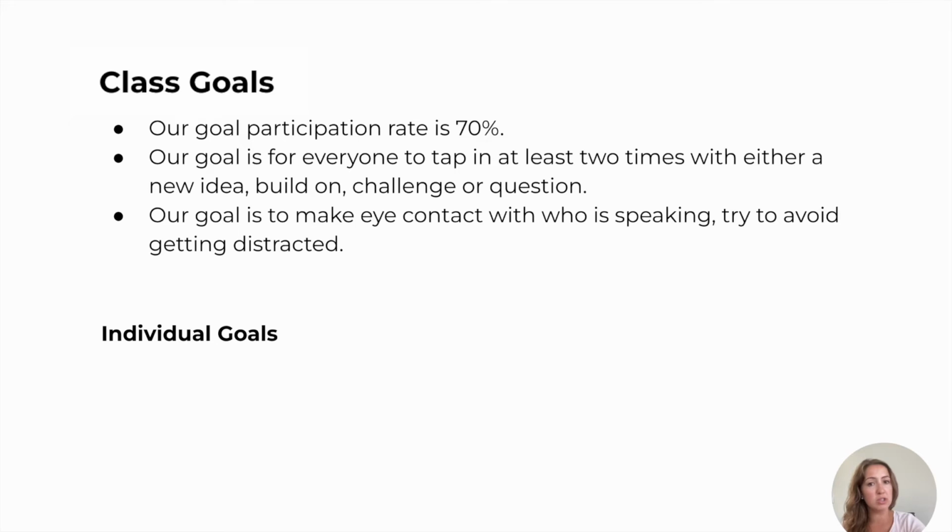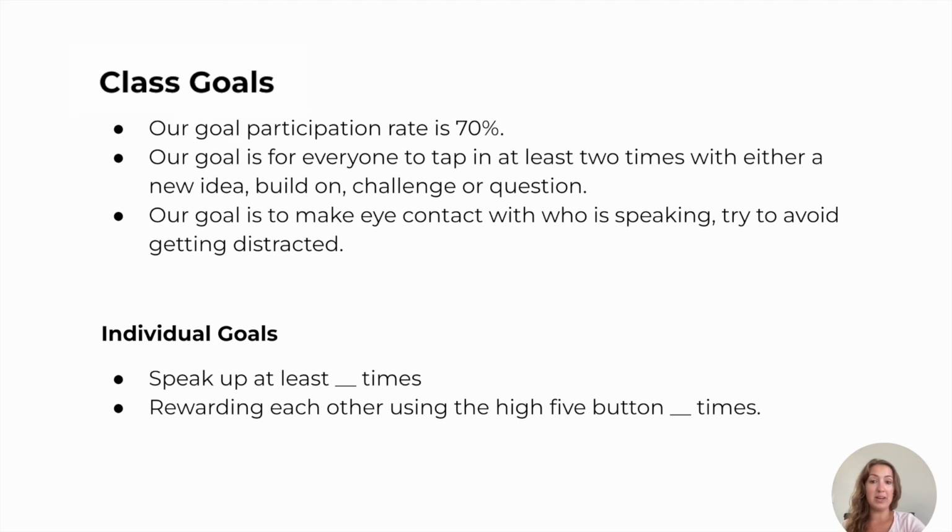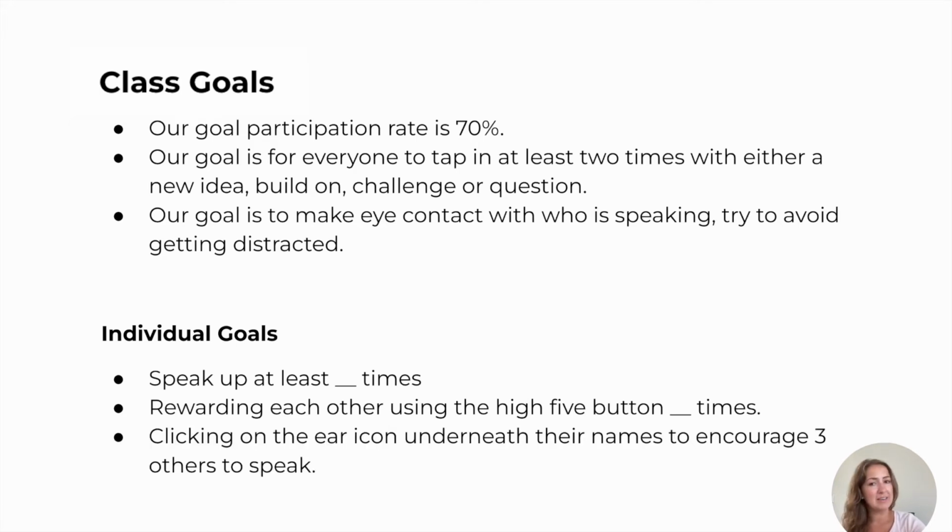In terms of individual goals, you can have students set these up on their own, or take some time before class to think about them. So one might be, I want to speak up at least blank times, or I want to respond to somebody or build on an idea at least twice. Another one is you might want to encourage students to reward each other using the high five button a certain amount of times, maybe 3 or 4. And then lastly, if you have some quieter students who really need peer encouragement, you might want to encourage your students to use that ear icon underneath the names to encourage 3 others to speak up at different points in the discussion.